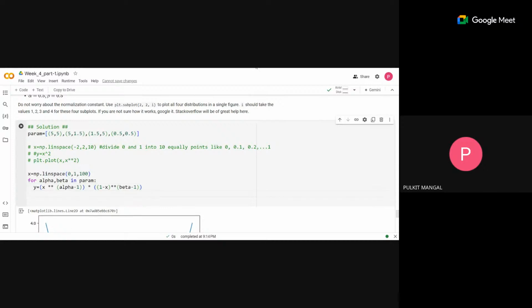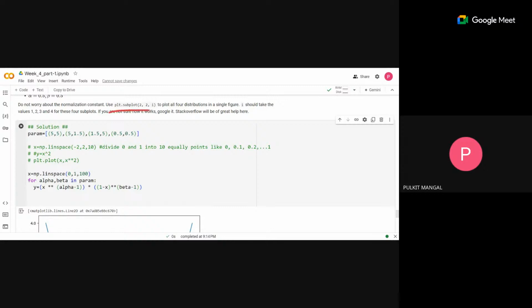Okay, now there's something called plt.subplot that is given here. You use it when you want to plot 3-4 figures or more, basically multiple figures, and you want them plotted in one frame only. There you use this plt.subplot.